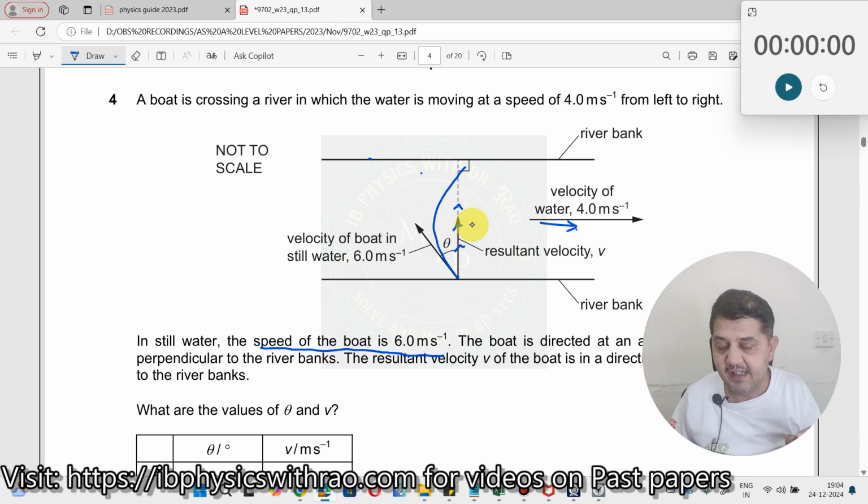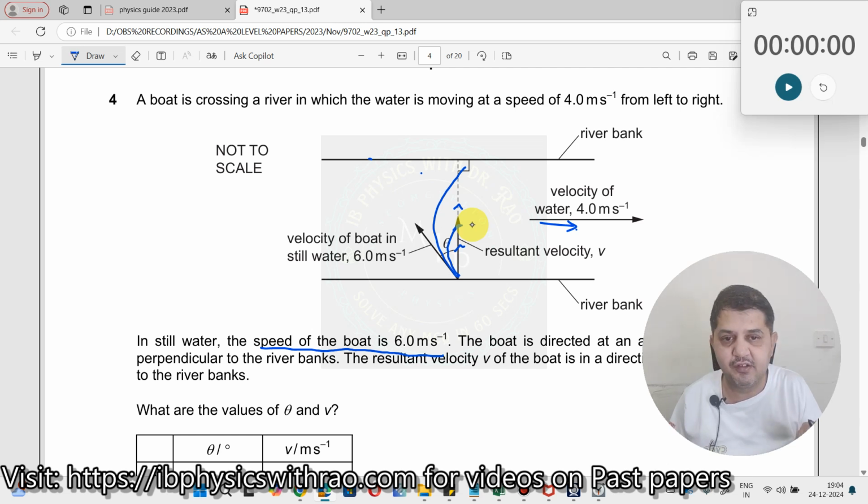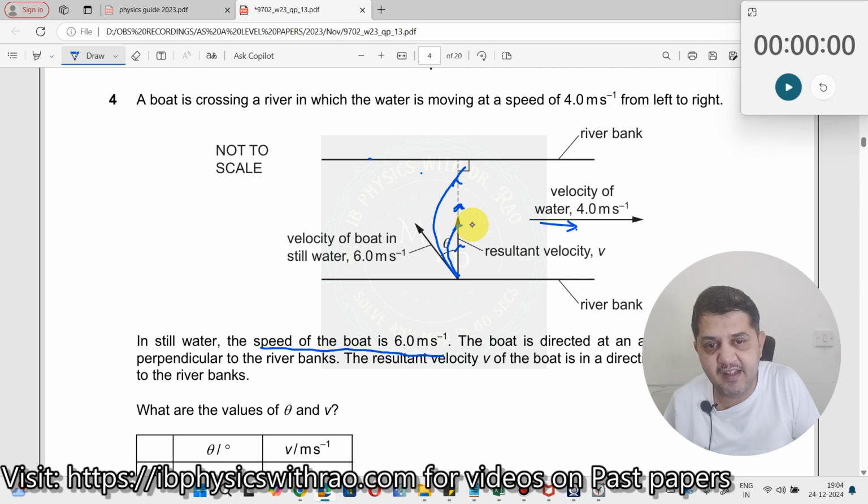Remember this. Many of you make a mistake like this. Do not assume that it goes like this. If it goes like this, then I can always ask, why can't it take a turn like this, come here and then go in a straight line? There's no rule for it. So therefore this is incorrect. Now the boat will always travel in a straight line, right?